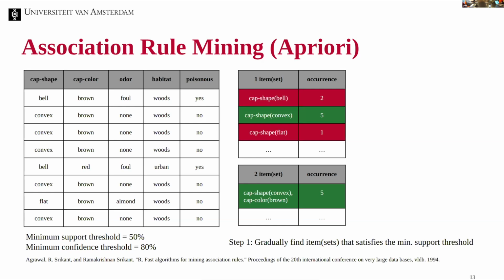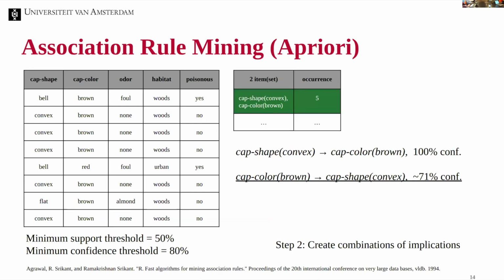And then you go to the next round where you create the combinations of feature values and repeat the same operation until there are no item sets that are above the thresholds. Each one of these combinations is called an item set. And then, let's say this is one of the item sets that you learned that is above the support threshold. Then you create different rules.